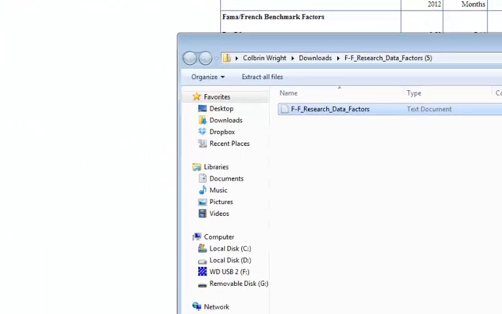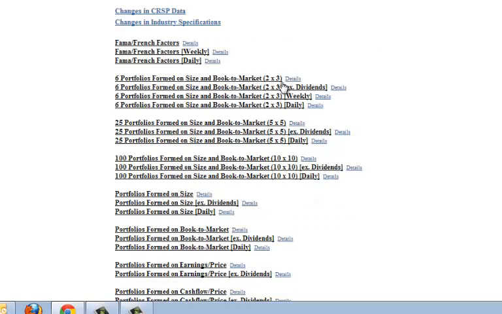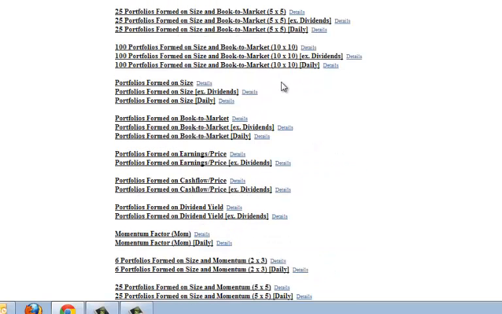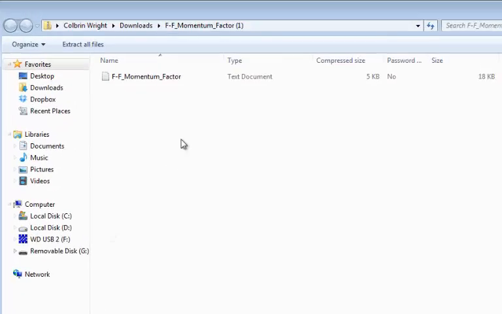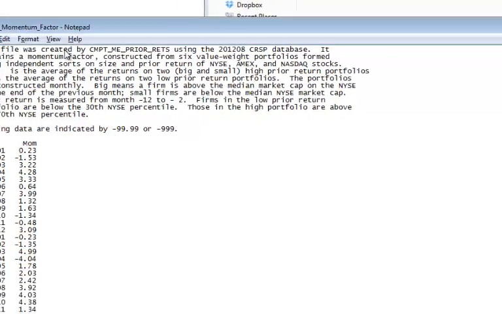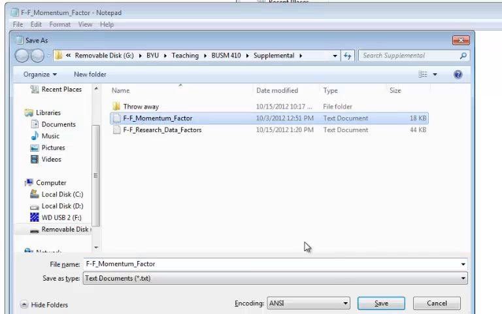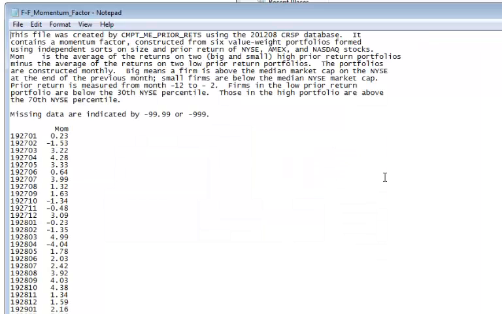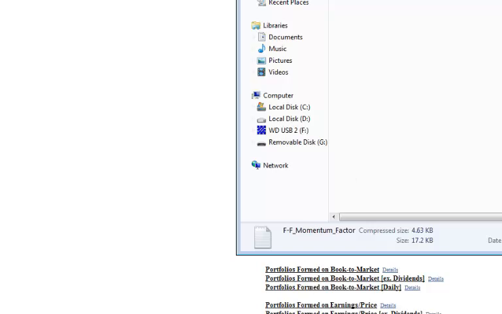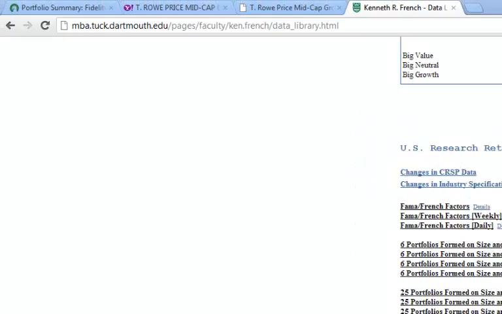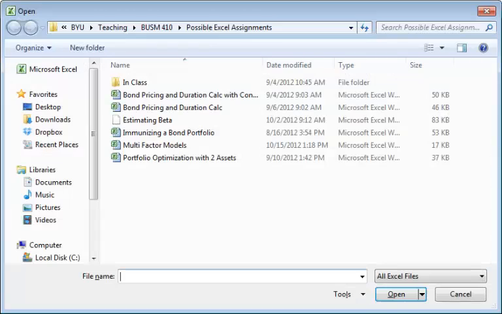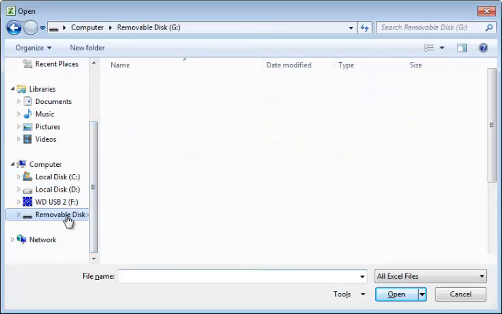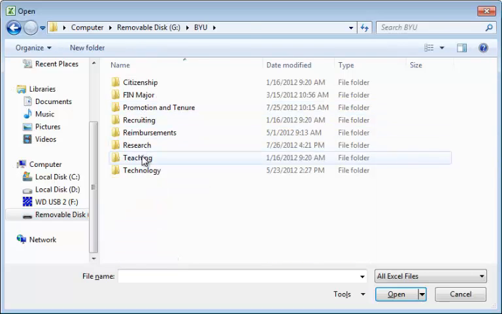Close it out, but we also need the momentum factor, and you need to scroll down just a little bit. You can see momentum factor right here. Click on that, do the same thing. Save it. Okay. So then what you need to do is you need to open those up in Excel. So go find the locations where you've saved them.